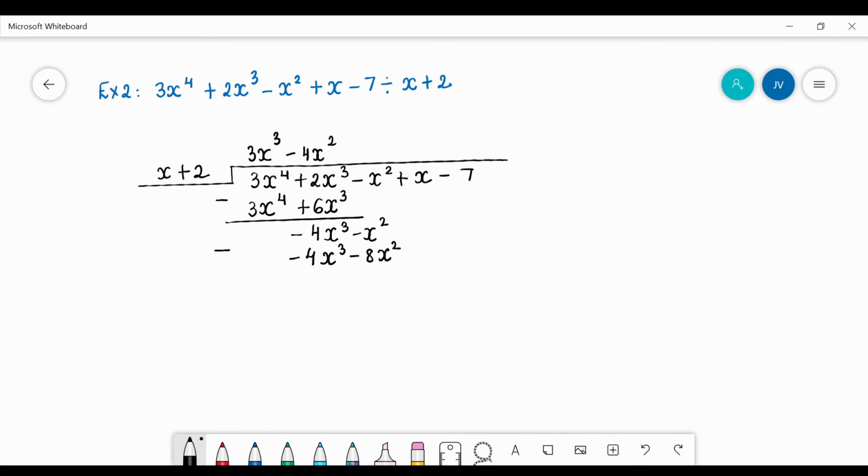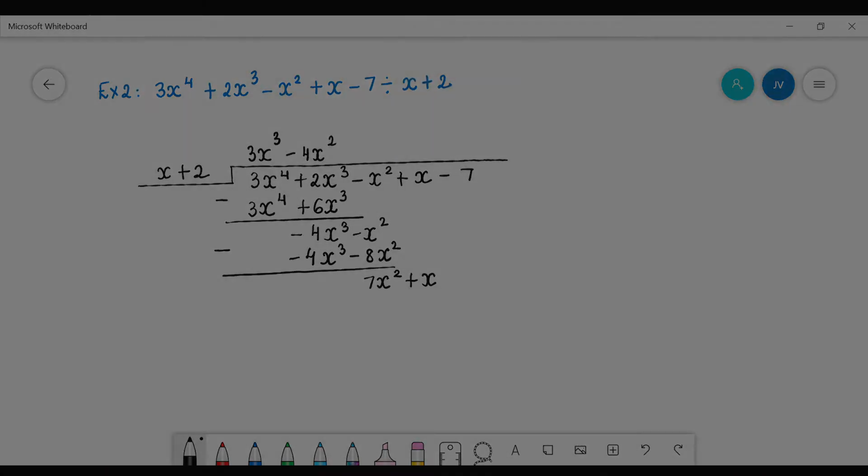We subtract. Minus 4x cubed minus minus 4x cubed is 0. And minus x squared minus minus 8x squared, it's 7x squared. We bring the next term down, which is x. So we have 7x squared plus x.